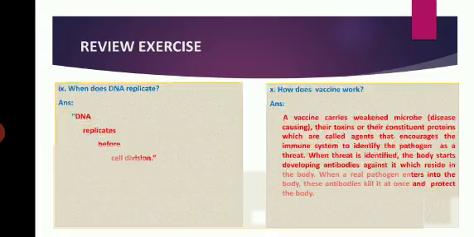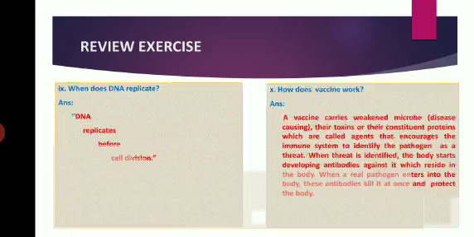This is the way vaccines work. So the answer will be: a vaccine carries weakened disease-causing microbes, their toxins, or their constituent proteins, which are called antigens, that encourage the immune system to identify the pathogen. When the immune system identifies the pathogen, what will it do? It will start making antibodies against that pathogen.